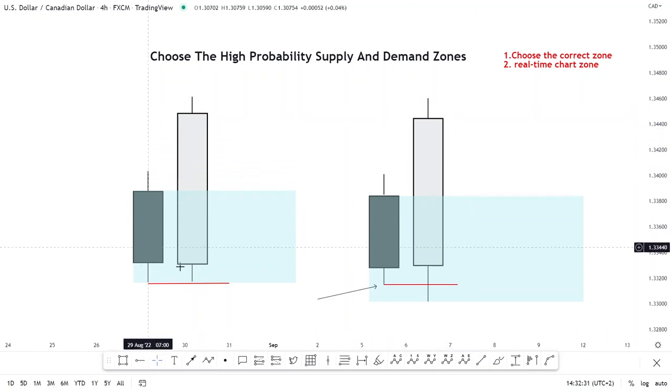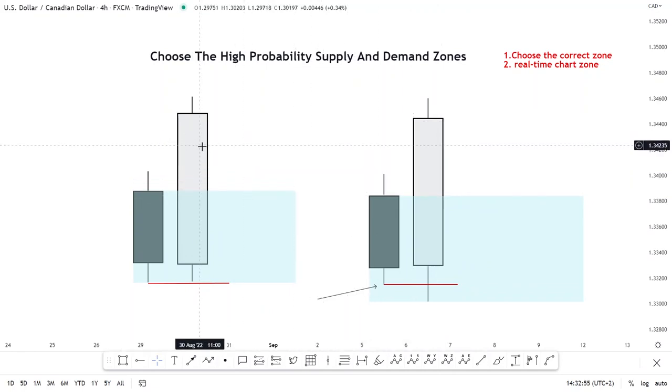But if you use this one in the higher time frame and tend to use it in the lower time frame too for entry, you are most likely to be stopped out because there might be another zone below here. So keep this in mind when choosing the correct supply and demand zone.